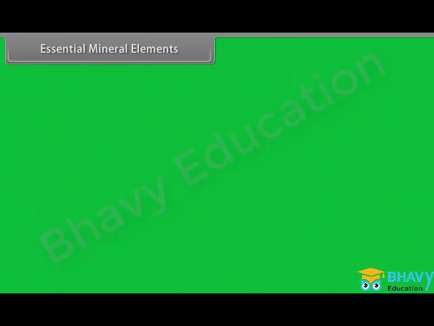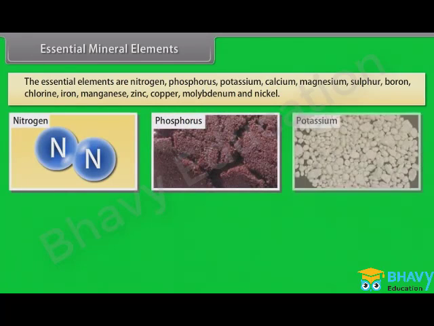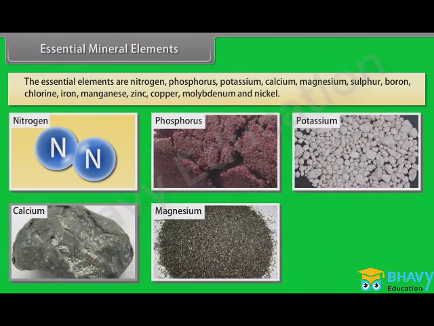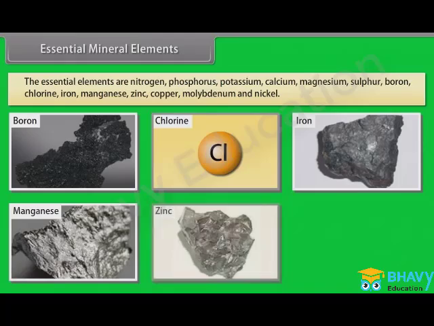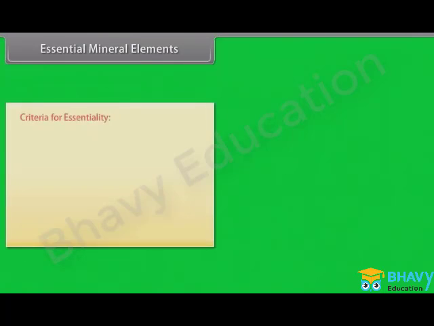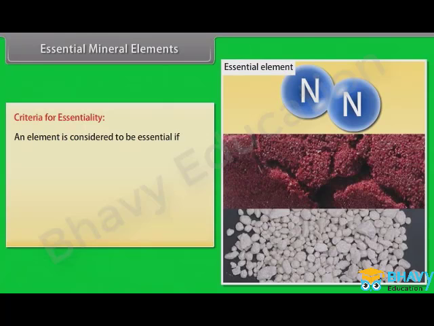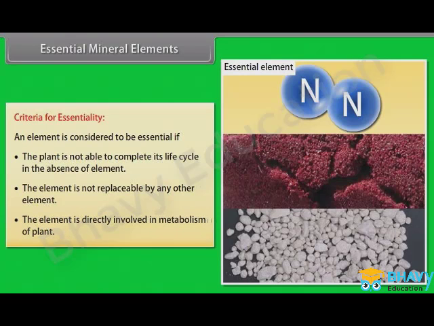Essential mineral elements. The essential elements are nitrogen, phosphorus, potassium, calcium, magnesium, sulfur, boron, chlorine, iron, manganese, zinc, copper, molybdenum, and nickel. Criteria for essentiality. An element is considered to be essential if the plant is not able to complete its life cycle in the absence of the element, the element is not replaceable by any other element, and the element is directly involved in the metabolism of the plant.